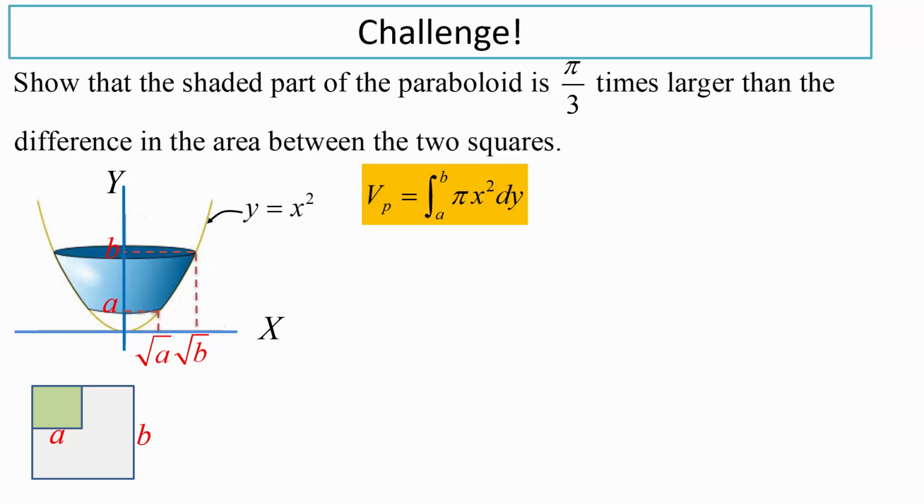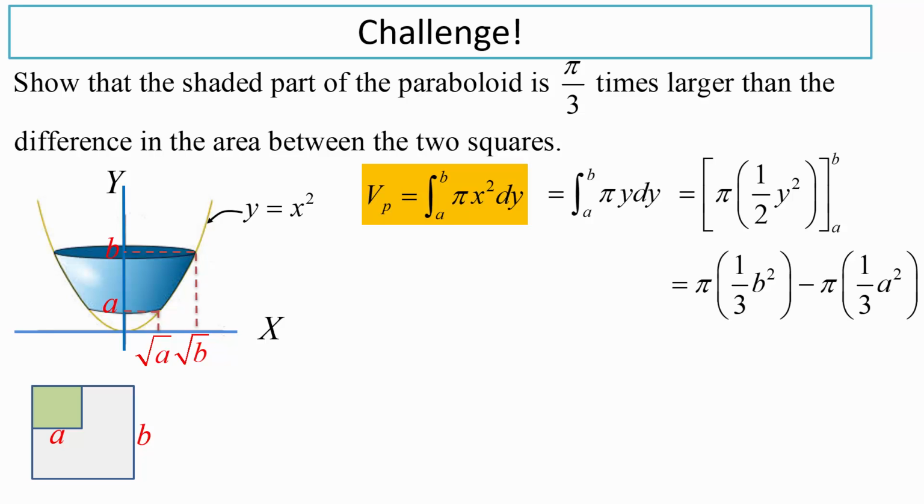Now here's the formula we will use for rotation in the y-axis to find the volume. Again, we substitute for x squared. We know that y equals x squared, so that's an easy one. And also our values for a and b will remain as a and b. So that's what we have. Now integrating, if we integrate y, we get a half y squared, and then substituting b and a and taking out a factor of pi on 3. Okay, so there's our volume for the shaded part of the paraboloid.